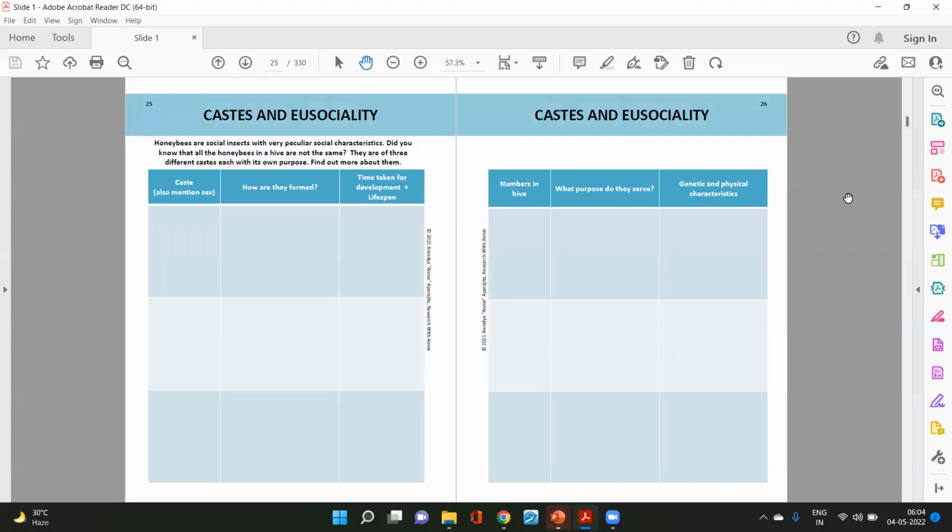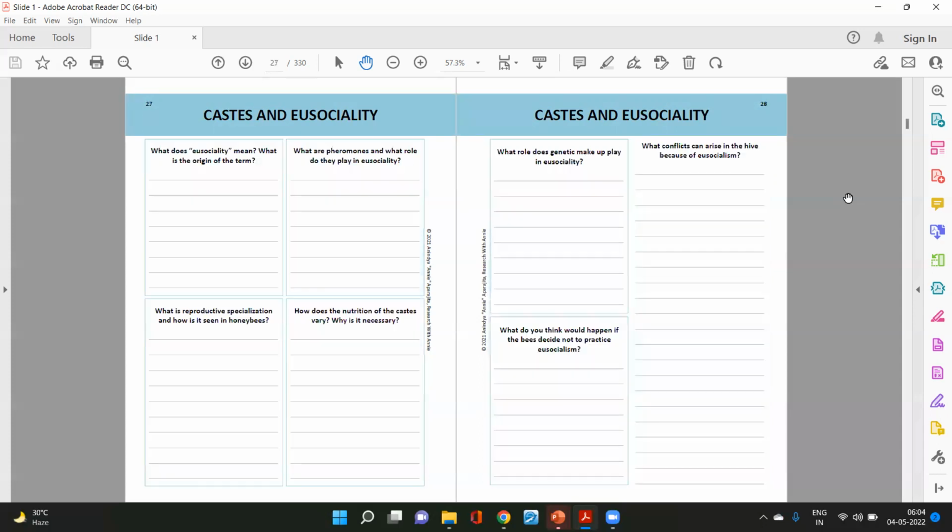This section, caste and sociality, is very specific to honeybees because they are one of the very few insects that show caste and eusociality characteristics. Because they are a group of social insects, they have different types of bees present in the hive itself, because they have different works and different roles to perform in there.